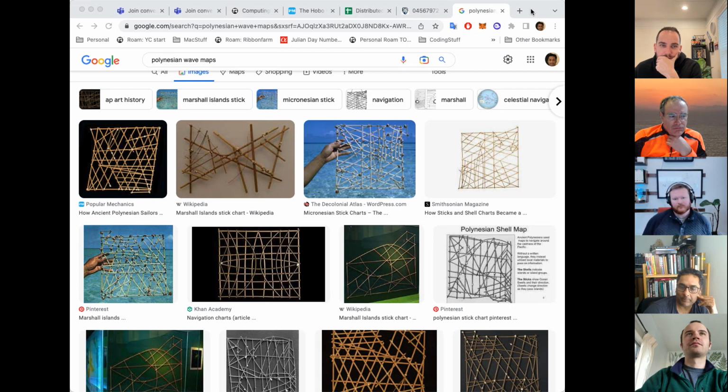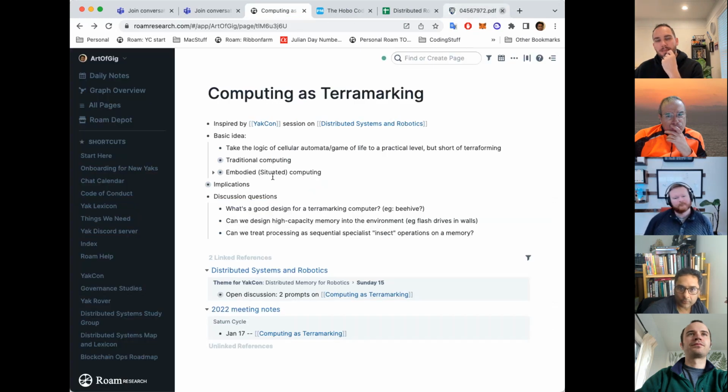Okay, yeah, so those are some examples of basically externalizing both computation and memory into the environment and keeping the agents much, much simpler. So that's the discussion I wanted to have today. What I want to do is very quickly make a basic comparison of two types of computing and then have these discussion questions that maybe we can talk about.